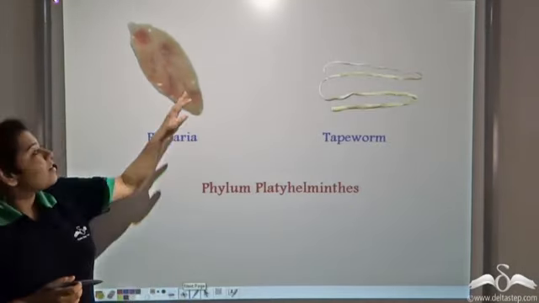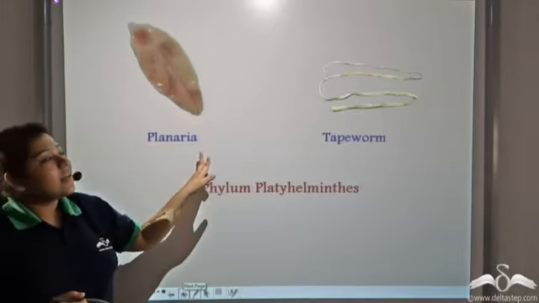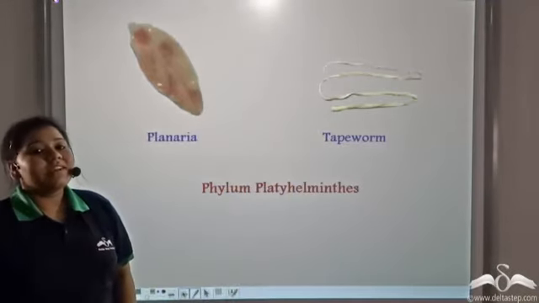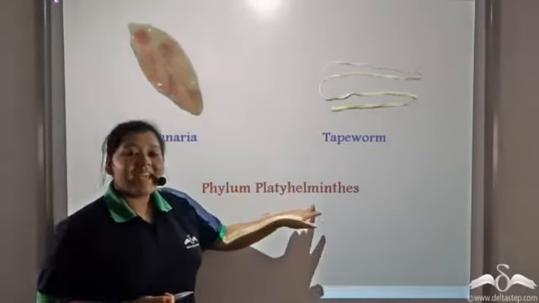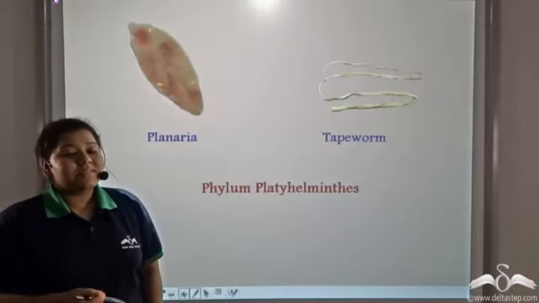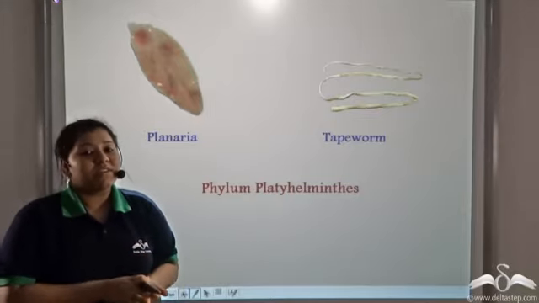So, worms like this, which is known as planaria, and the tapeworm, which is flat, are placed under phylum Platyhelminthes. The main features of these worms are a single pore and a flat body.